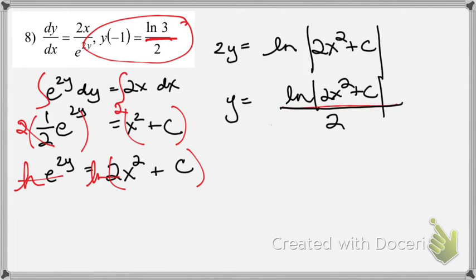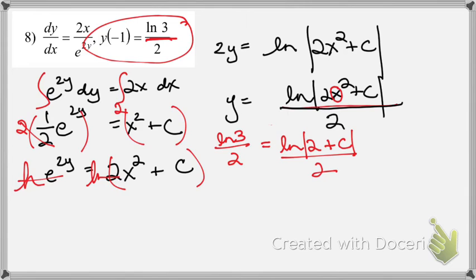Okay, now I'm going to plug in this point. Y is natural log of 3 over 2, and the x is -1. If I plug in a -1 right here, square it, you get 1 times 2, all over 2.